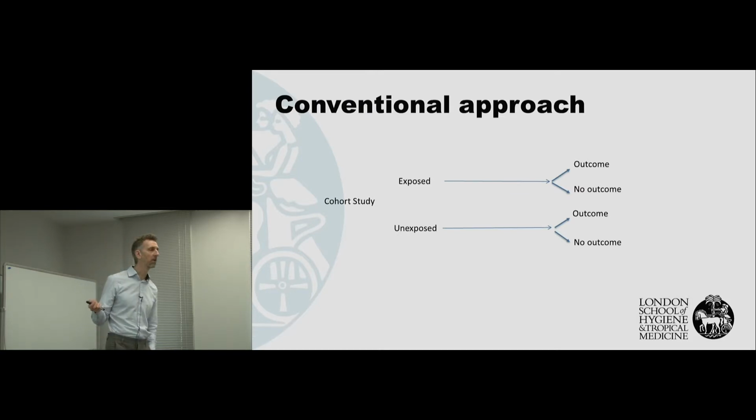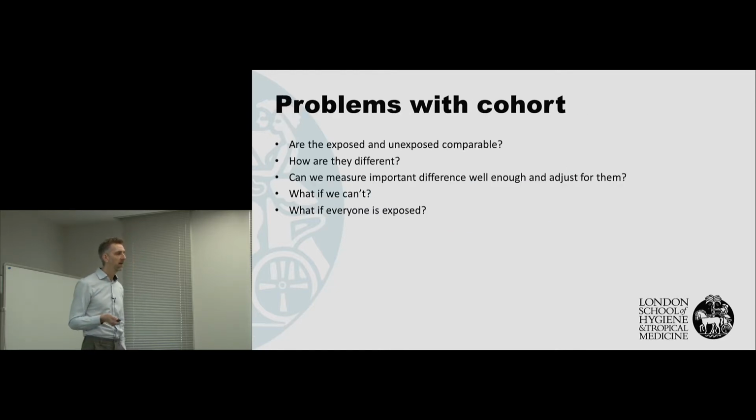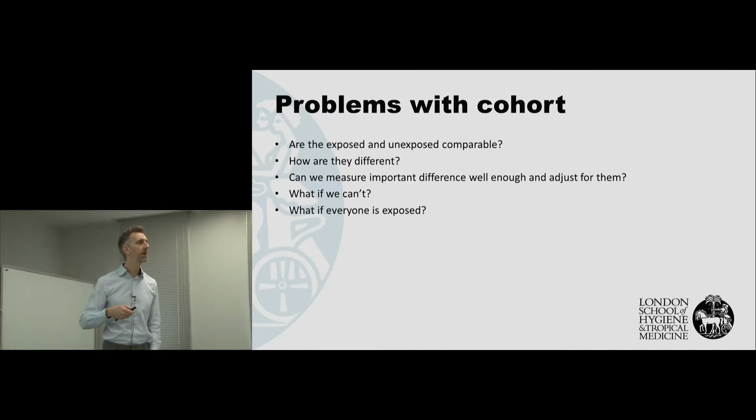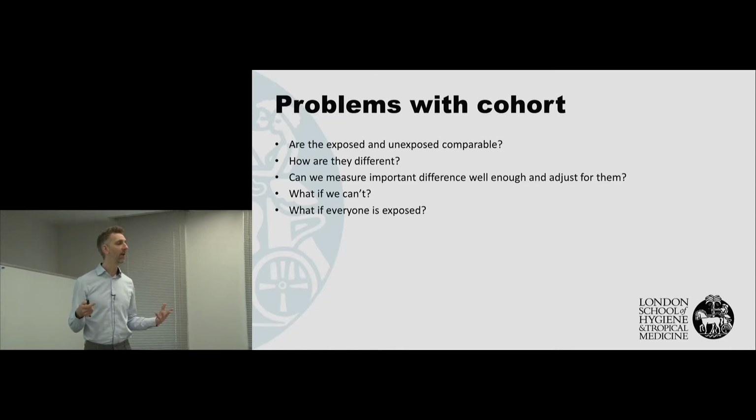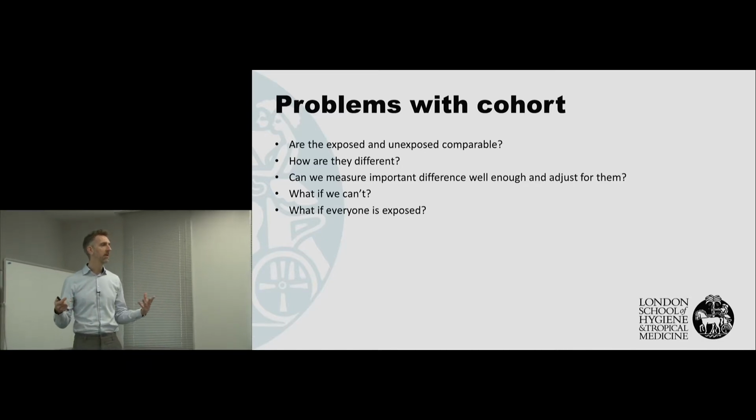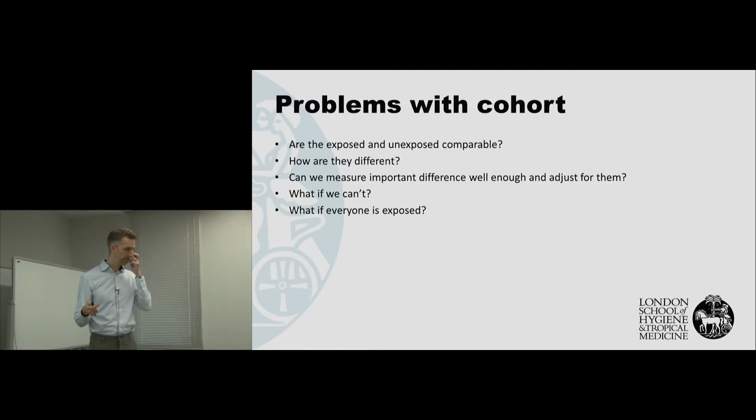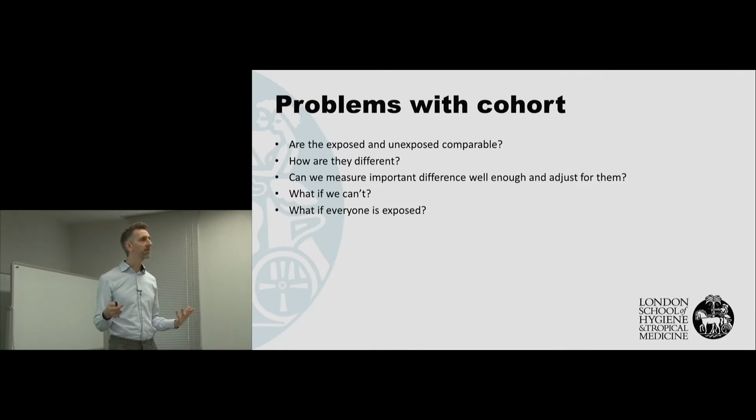This would be our conventional approach. Maybe we have a cohort study of exposed and unexposed, and we just follow them up to see what happened. But I think that in instances like these, it could be that the patients in our exposed and unexposed groups are too different from each other. And it may be that we cannot measure the important differences between them well enough to be able to adjust for the confounding that this would introduce. And if we can't do this, or if nearly everybody is exposed, then I think we need a different solution.